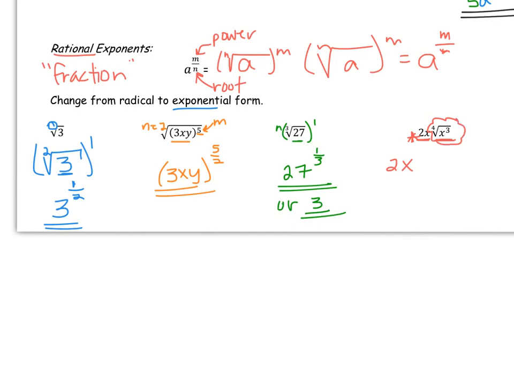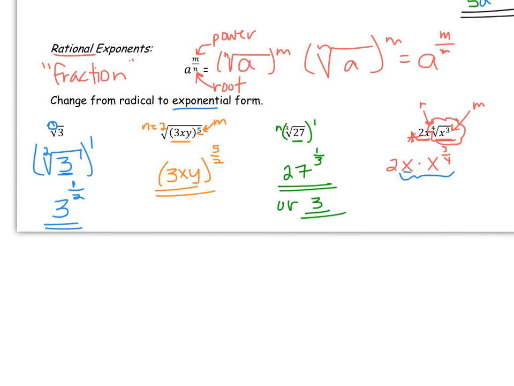4th root of x to the 3rd. The 4 would be the n. The 3 would be the m. So that's kind of similar to what we were doing before. Nothing tricky there. That would be 3 over 4. But now we have two bases that are the same. X times x to the 3/4.